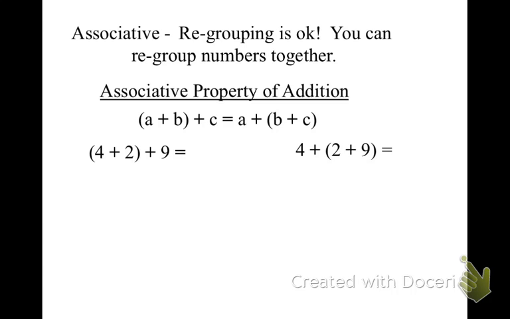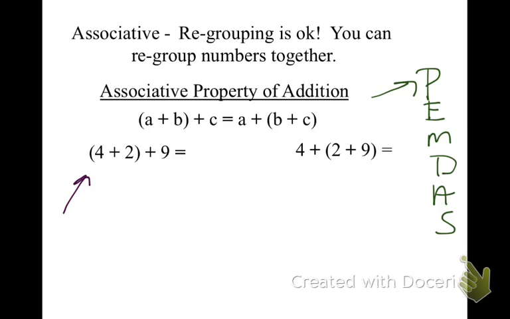So remember, don't forget your PEMDAS. Remember, we have to do parentheses first. So let's go and solve the first one. What's 4 plus 2? 4 plus 2 is 6. Leave my parentheses if I want. Plus 9. Then what's 6 plus 9? That gives me 15.